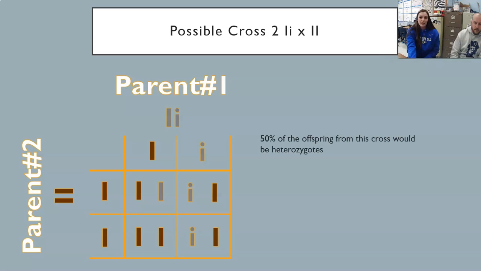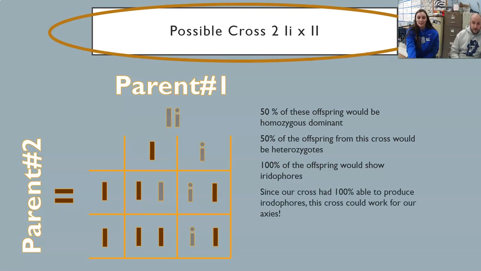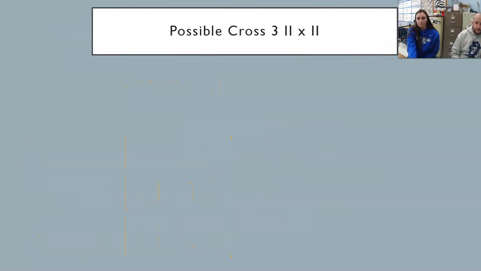What that means is that 50% of the offspring would be homozygous dominant and 50% heterozygous, but all of them would be able to make iridophores, okay? And that's consistent with what we see for our offspring. So this is a possibility, but we have to check the other crosses to make sure that we know exactly which one it is. So we'll look at possible cross 3 next.